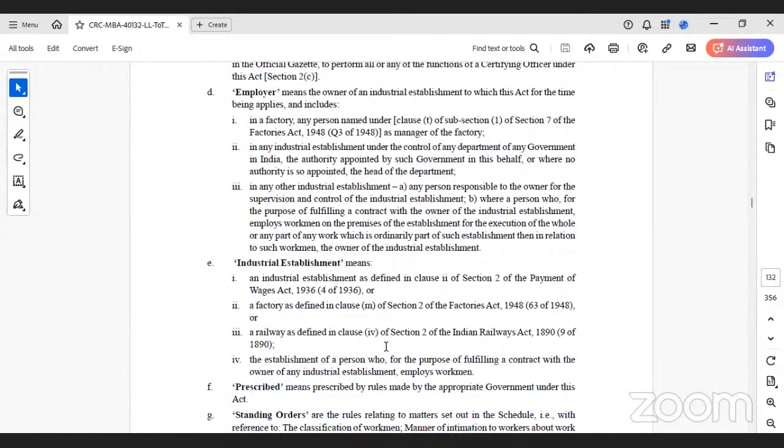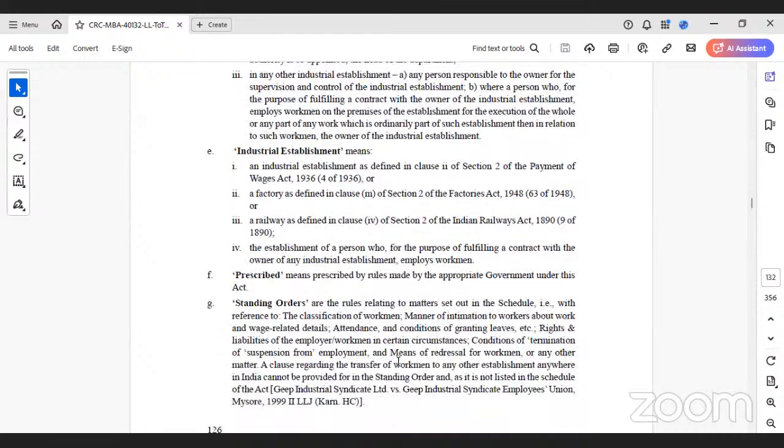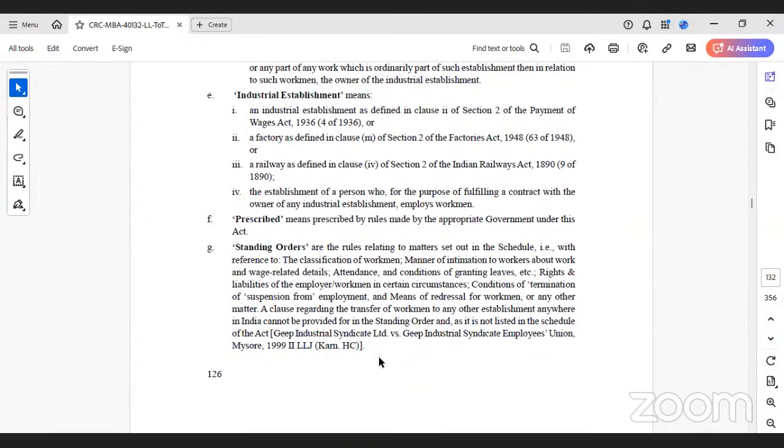Now, what is an industrial establishment? An industrial establishment is defined in Section 2 under the Payment of Wages Act 1936. A factory has been defined under Section 2 of the Factories Act 1948. A railway is as defined under Clause 4 of Section 2 of the Indian Railways Act 1890. And it includes the establishment of a person who, for the purpose of fulfilling a contract with the owner of any industrial establishment, employs workmen. The term prescribed means the rules made by the appropriate government under this act.